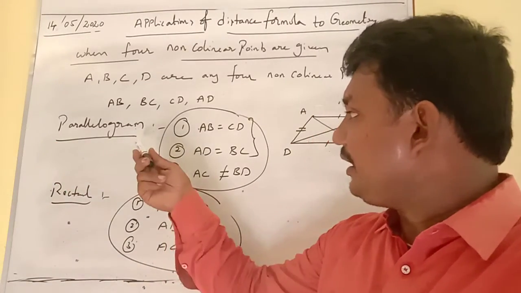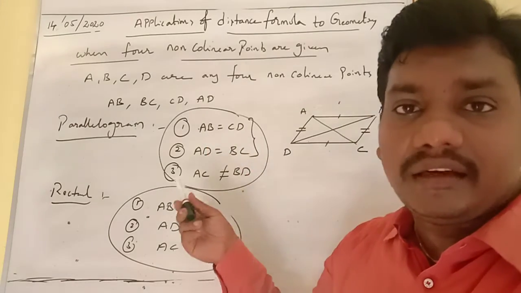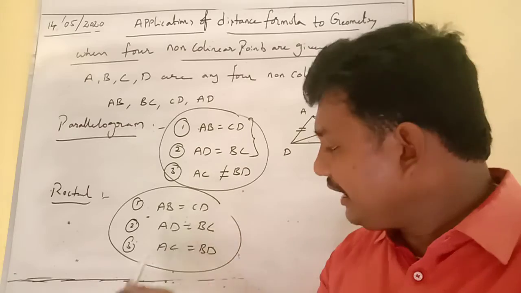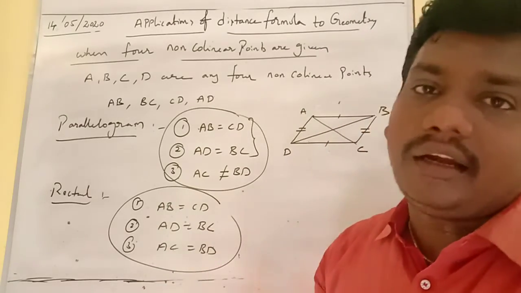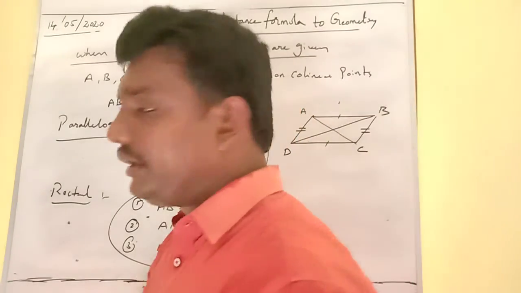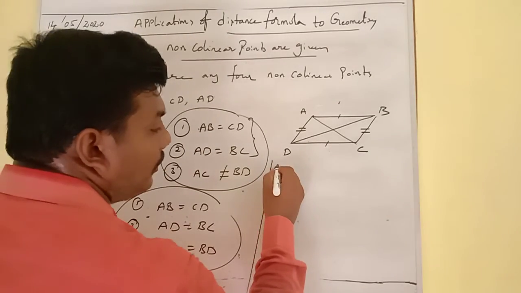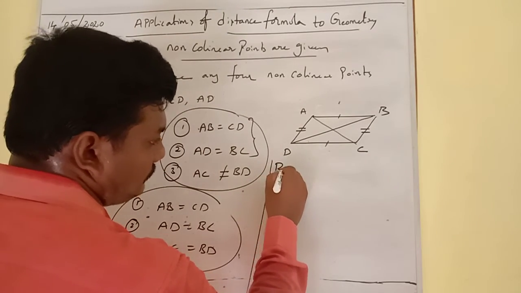Whenever it is a parallelogram, opposite sides are equal and diagonals are not equal. Then coming to the rectangle, opposite sides are equal and diagonals are also equal. That is a very important point. Next, you have to see the square. So we have the rhombus first.